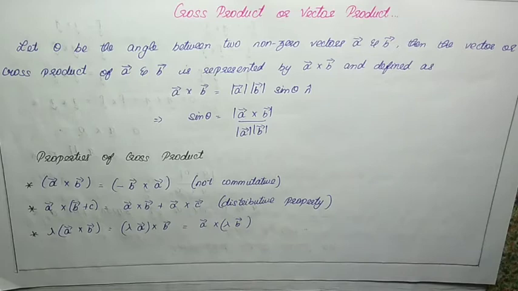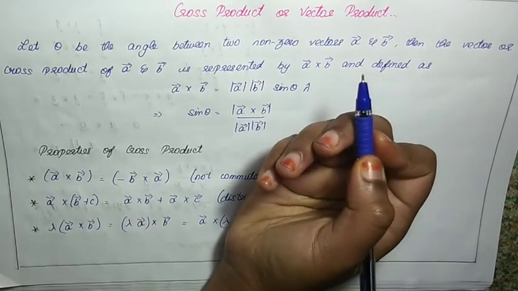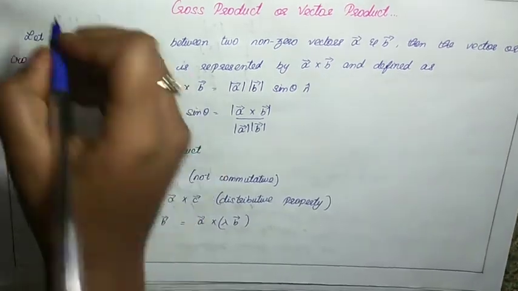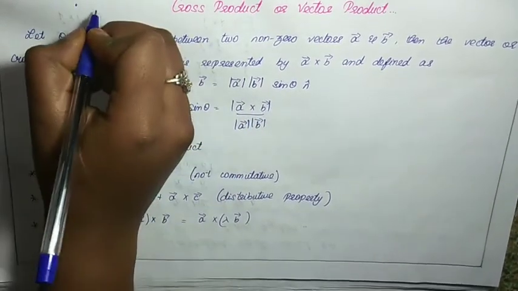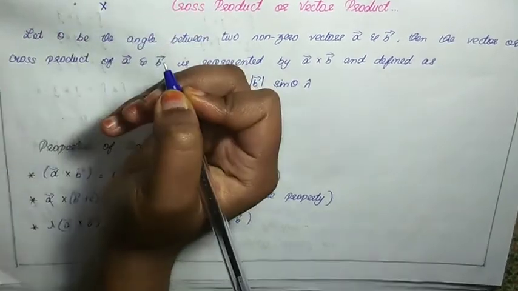So now we are going to learn the second type, that is cross product or vector product. Okay. So now we have learned about dot product, so we are going to learn about cross product. It means just a into symbol, that is what.